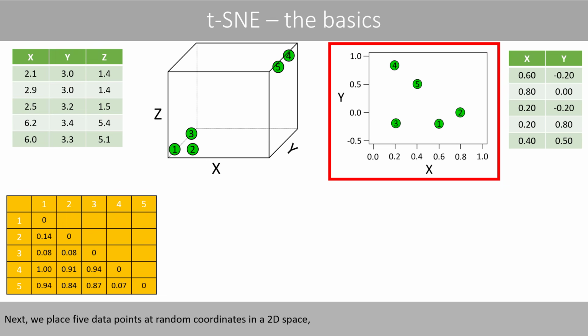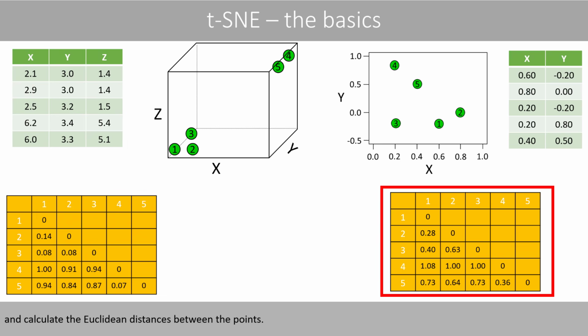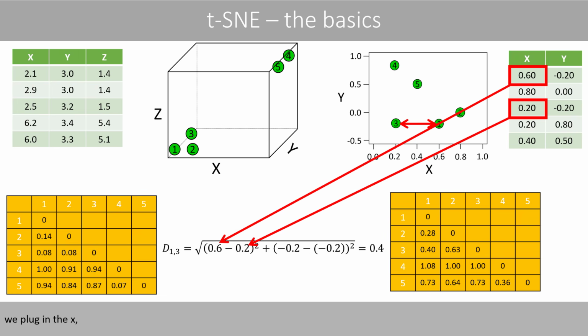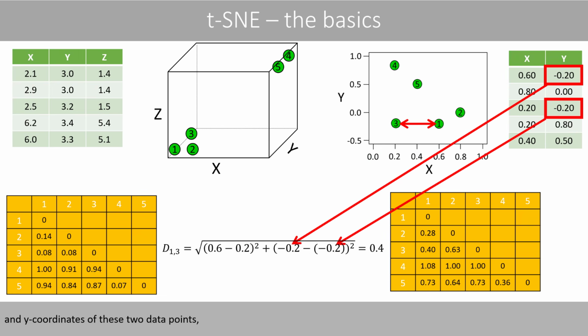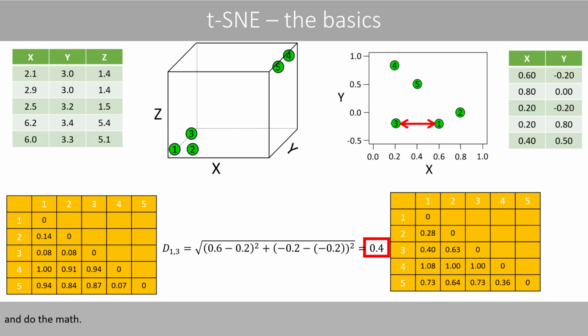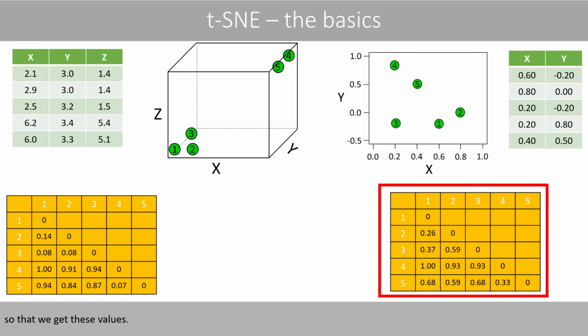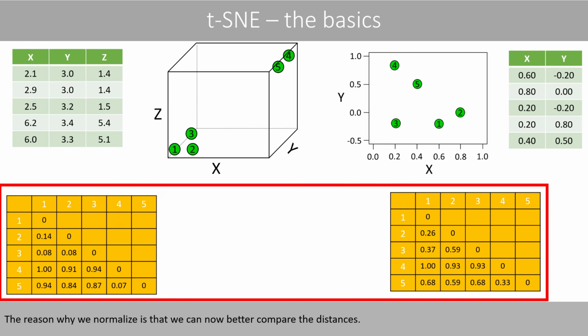Next, we place 5 data points at random coordinates in a 2-dimensional space and calculate the Euclidean distance between the points. For example, to calculate the distance between data points 1 and 3, we plug in the x and y coordinates of these 2 data points and do the math. Next, we normalize the distances by dividing by the maximum value in this matrix, so that we get these values. The reason why we normalize is that we can now better compare the distances.